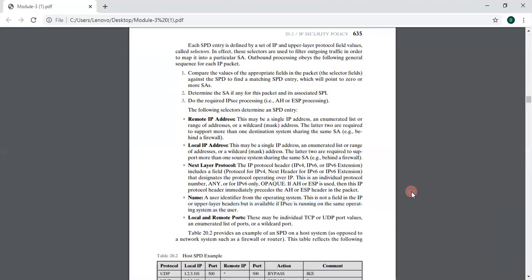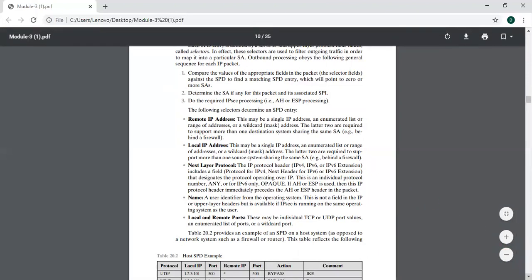These three things, the security association, the security association database, and the security policy database, we have to explain with respect to the IP security architecture diagram.